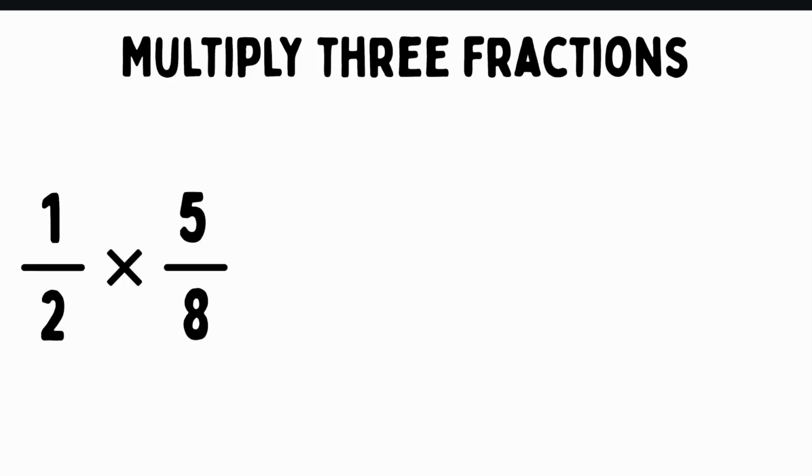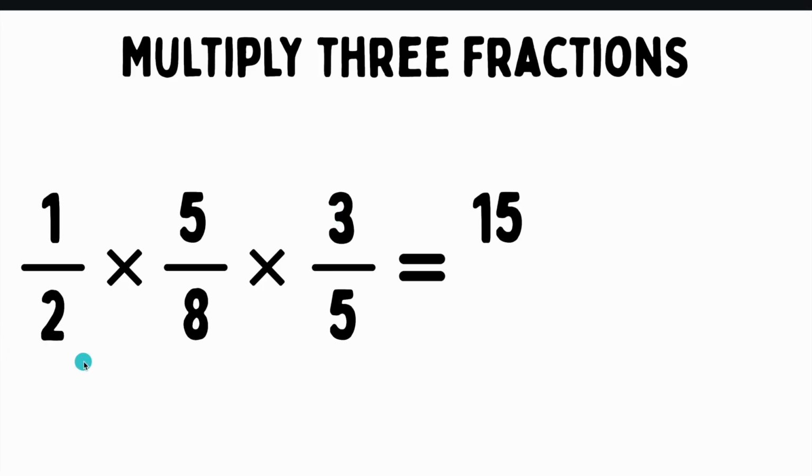Half times 5/8 times 3/5. Let's multiply the numerators. We have 1 times 5 is 5, and 5 times 3 is 15. Let's multiply the denominators. Let's start with 8 times 5. 8 times 5 is 40, and 40 times 2 is 80.